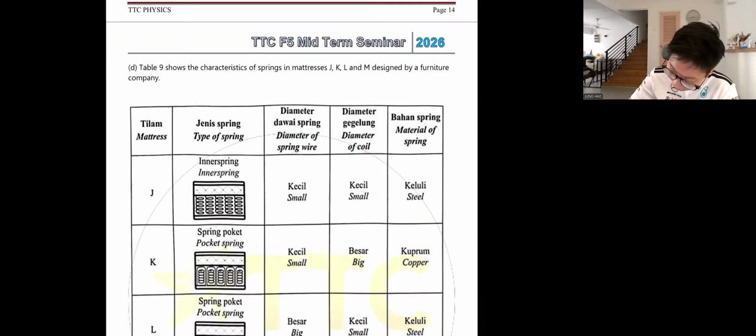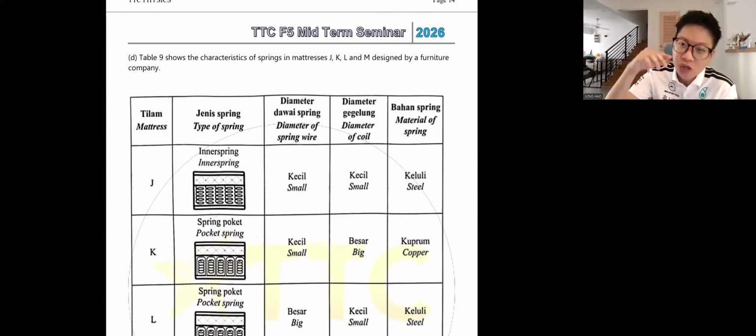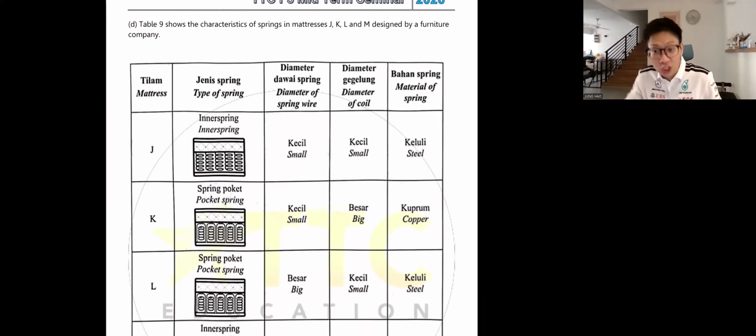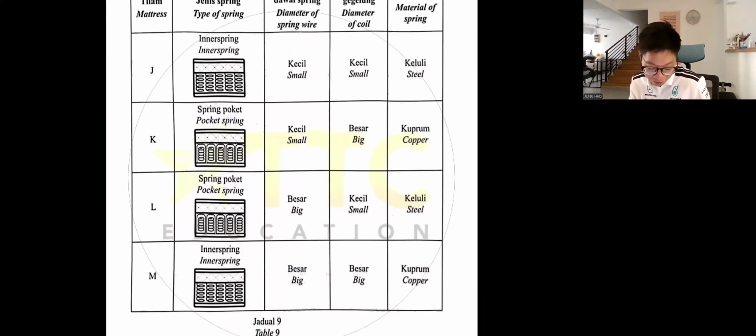Okay, now let's look at page 15. So we have to look at the spring, designed by a furniture company.